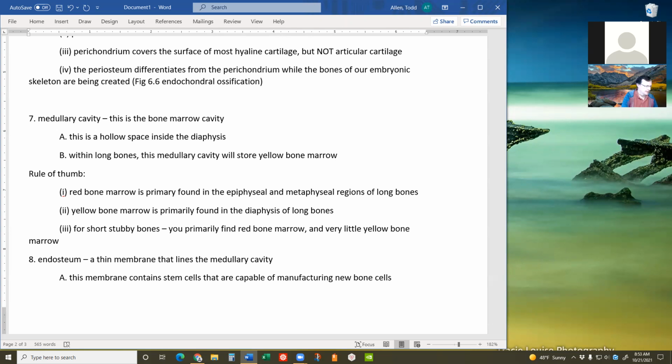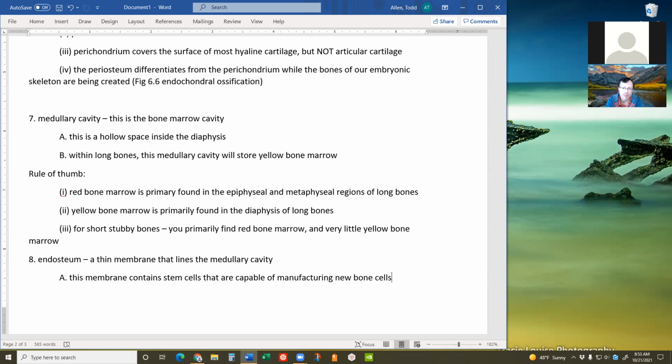If you think about it, in our course we've already identified some areas where we were talking about stem cells. Remember when we talked about the stratum basale of the epidermis containing a layer of stem cells that allows the body to manufacture new keratinocytes? So there are stem cells there. Here we're identifying the endosteum inside our bone, which has the capability to manufacture new bone cells.